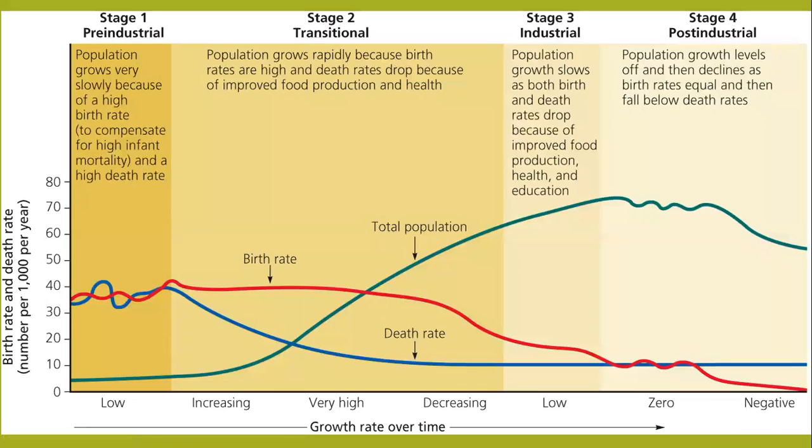Here's another way to look at this. And you can sort of see how the total population can change. When you're in stage 1, population grows very slowly because of a high birth rate and a high death rate. Population grows rapidly because birth rates are high and death rates are dropping because of improved food production and health. Population growth rate slows as both birth rate and death rate drop because of improved food production, healthcare, and education. Population growth levels off and then declines as birth rate equals and then falls below death rate.